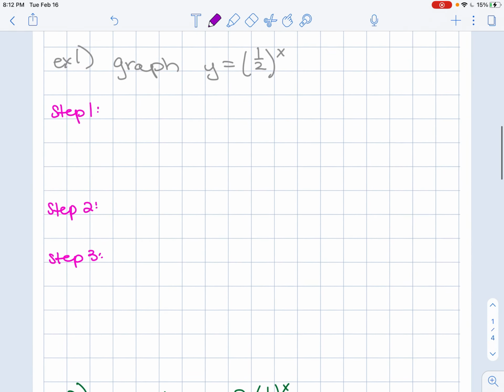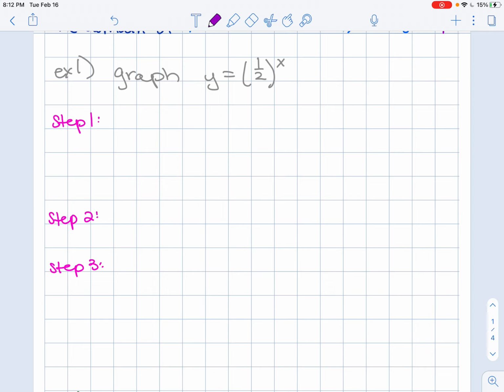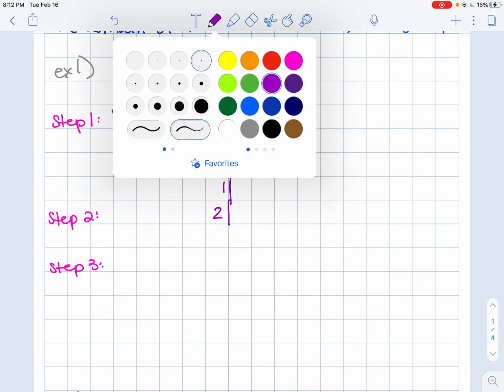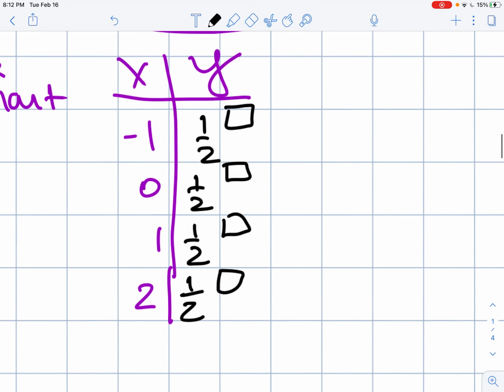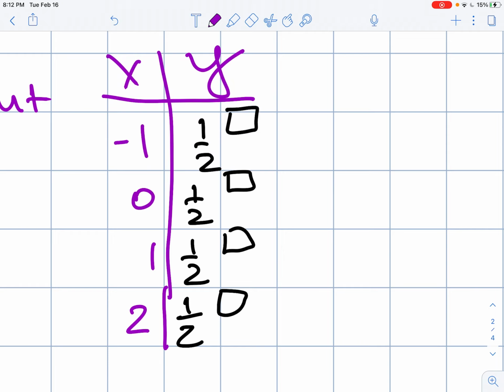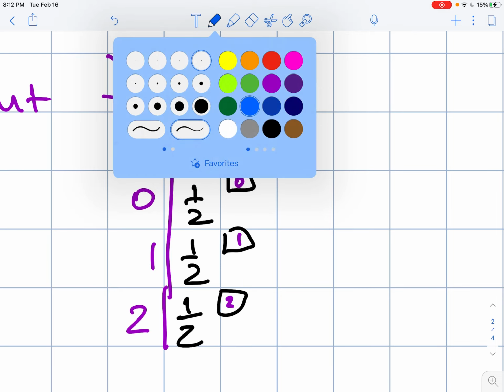So how would we graph y equals 1/2 to the x? Step 1 is we're going to make a chart. And the chart we're going to use is the same values that we've been using for our other exponential functions: -1, 0, 1, and 2. And we're going to plug them into that function, 1/2 to the x power. We plug in those values, -1, 0, 1, and 2, and now we're going to solve these.